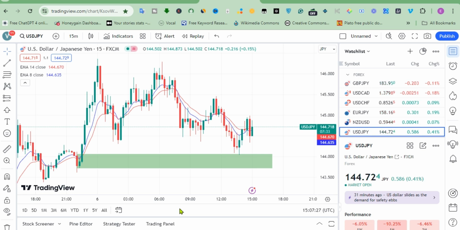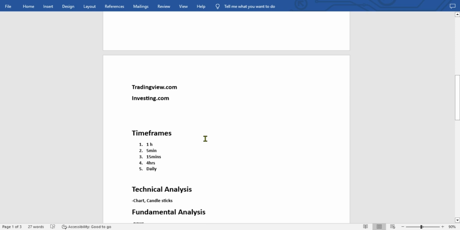All right, so now this is the chart. This is a 15 minutes chart. If you look up there at my cursor, you can see it's a 15 minutes chart. In any chart, we have various time frames. We call them time frames. You can see them here. We have the 1 hour time frame, 5 minutes, 15 minutes, 4 hours, and daily.